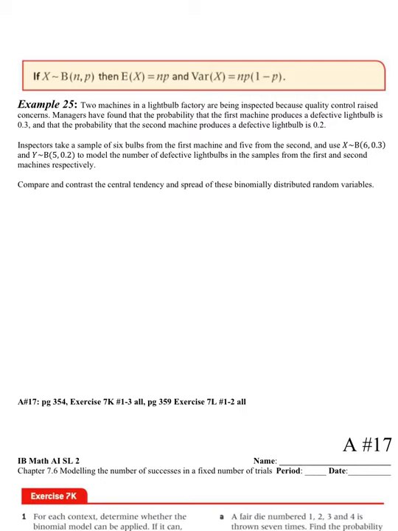We're given this box in our textbook, which is saying, if we have this binomial distribution problem, then E of x equals n times p, and var of x equals n times p times 1 minus p. So this right here, E of x, is expected value.